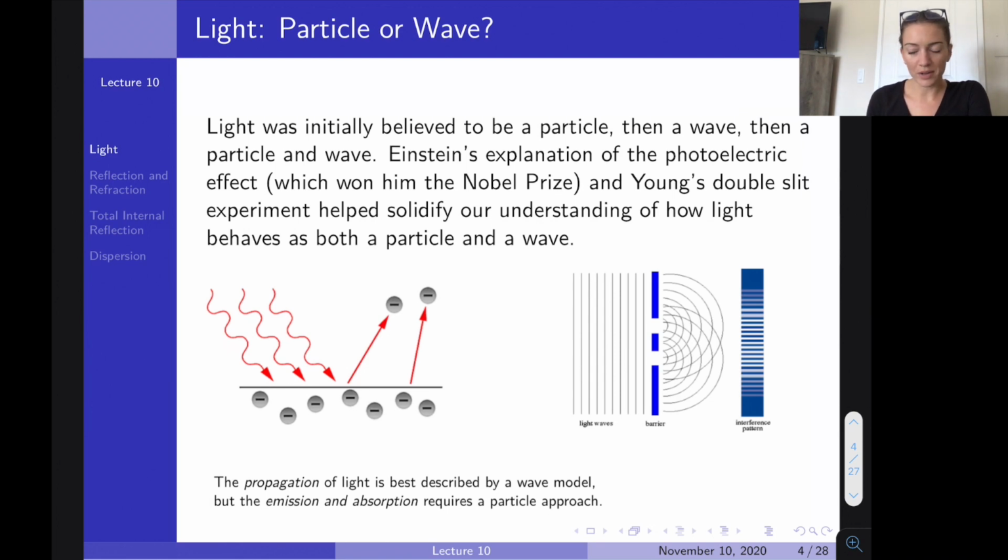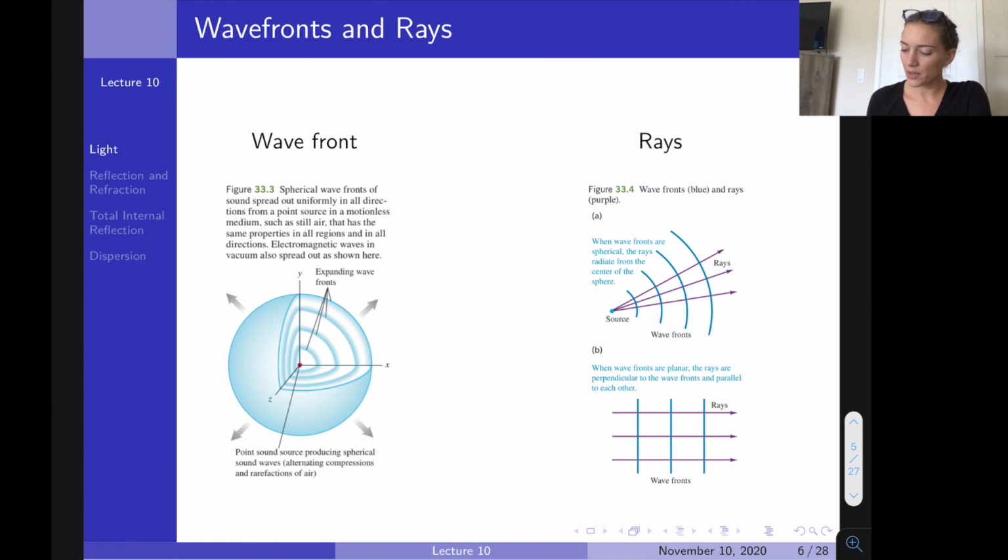Since we're going to be looking at light as a wave for this chapter, there's some vocab we need to get straight. A wavefront, which we used a little bit in some of our previous chapters, is essentially just picking a point on the wave and following that point as it propagates.